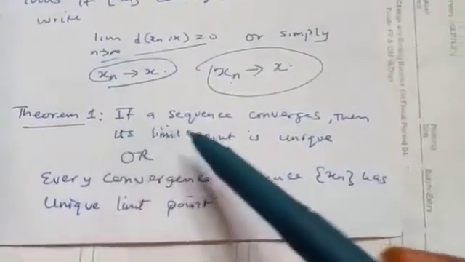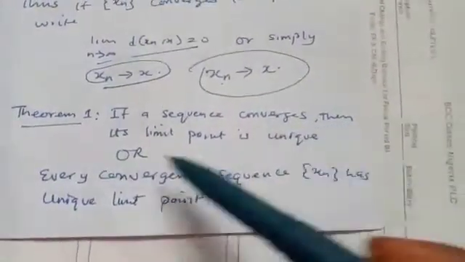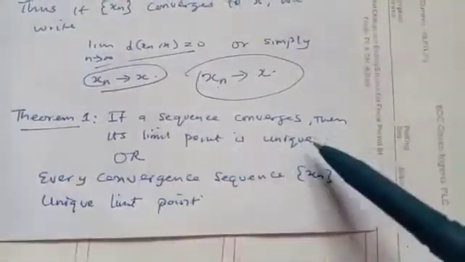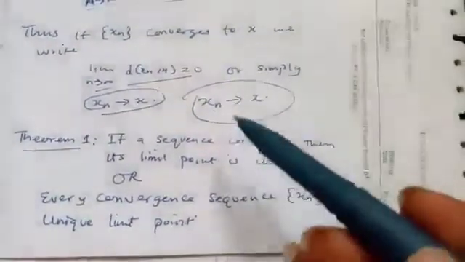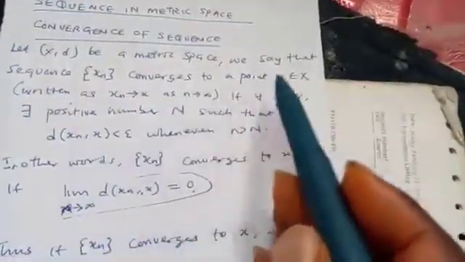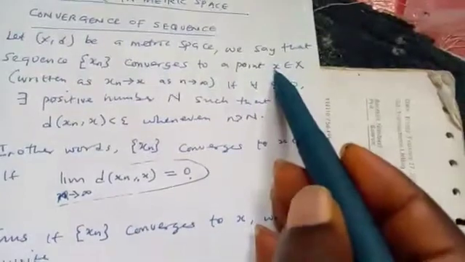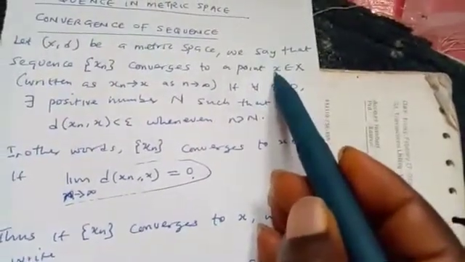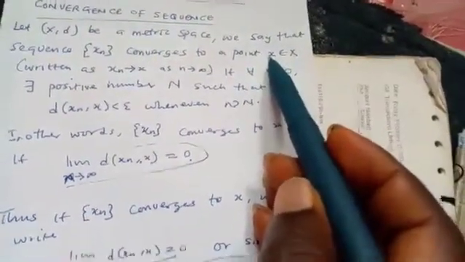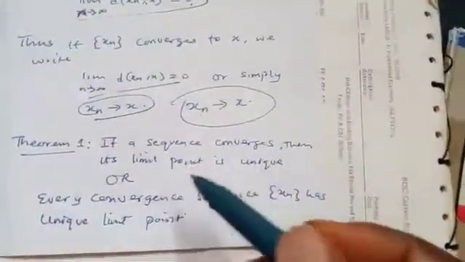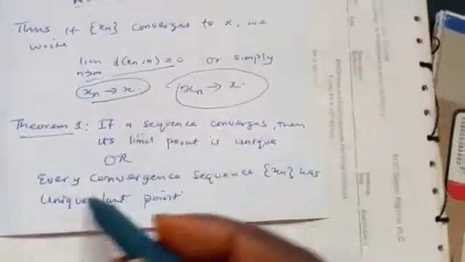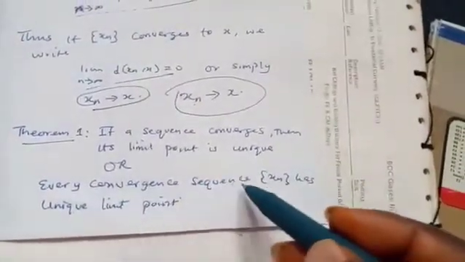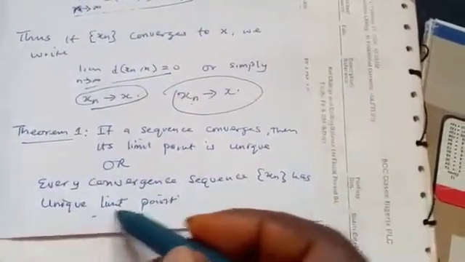So let's take a theorem. If a sequence converges, then its limit point is unique. What they mean by the unique point is this. We said that a sequence converges to a point. This point where the sequence converges to is called the limit point. So we now say that if a sequence converges, its limit point is unique, or we simply say that every convergent sequence has a unique limit point.